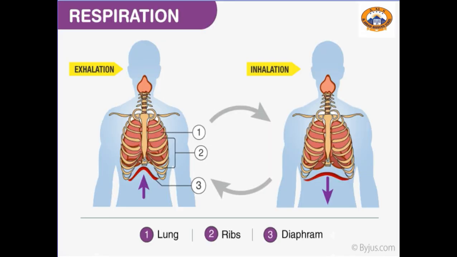There are three changes that happen during the inhalation and exhalation process: the size of the lungs changes, the movement of the ribs (do you remember the ribs surrounding the lungs?), and the movement of the diaphragm muscles. Let's see what happens during the inhalation process.